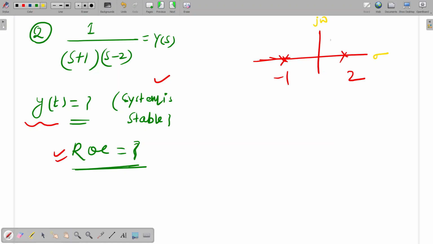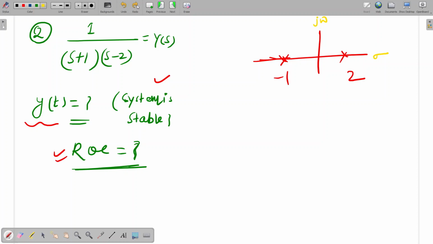See, if I am taking greater than 2 and greater than -1, what will be the common ROC? The common ROC will be this one, which will not include the j omega axis. But our system is stable, and stable means it should include the j omega axis.